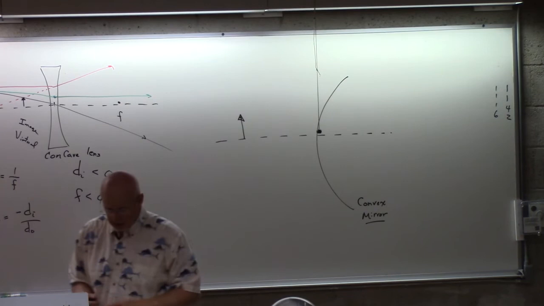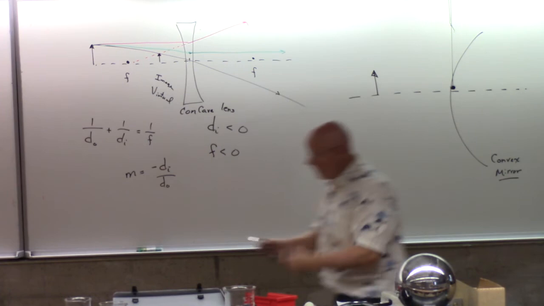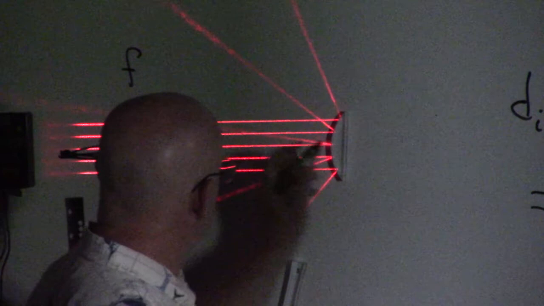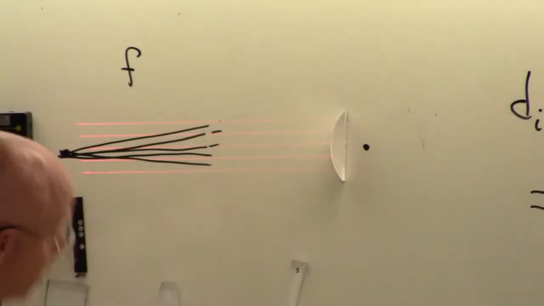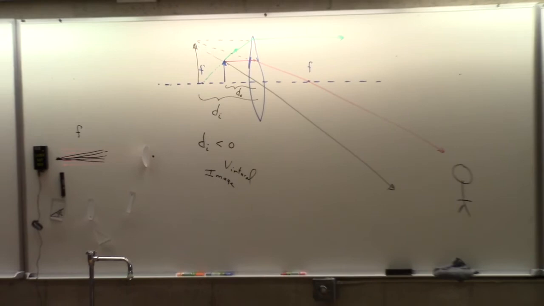You might even see this if I take a convex mirror and I put it in this beam here. I'll power down the lights and put it in there. And see how it reflects the light and makes it spread out. And it kind of looks like the light beams come from this point right there. And so I'm going to put a little F right here.